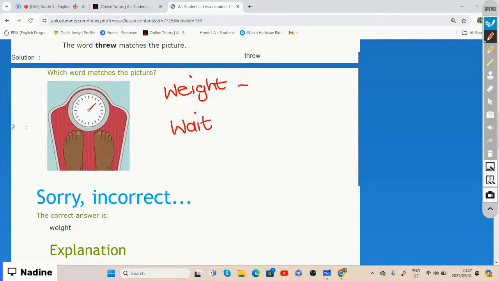It's like hang on, like wait. Wait by the gate. Wait for me. So these are the two words that sound the same, but the spellings as well as the meanings of the words are different.